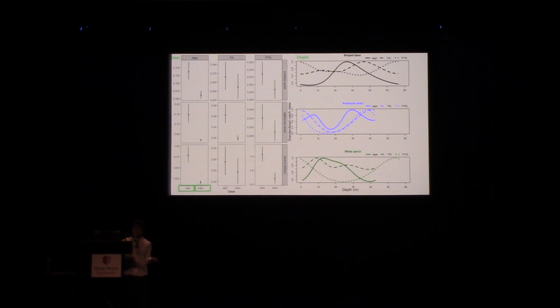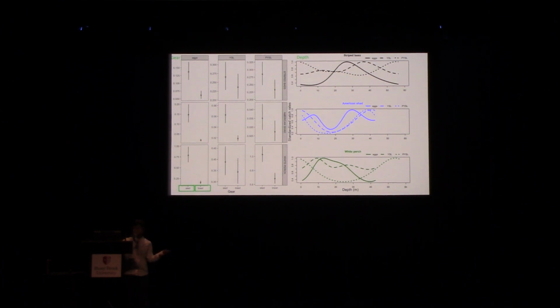The gear catch rates are likely related to depth, so we evaluate sampling depth effects. For striped bass, the catch rates on eggs are higher between depths of 20 to 40 meters. As they grow into larval stages, they move to shallower water. And American shad and white perch are generally in shallower water compared to striped bass.